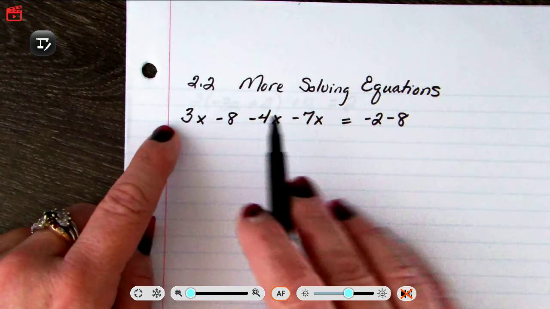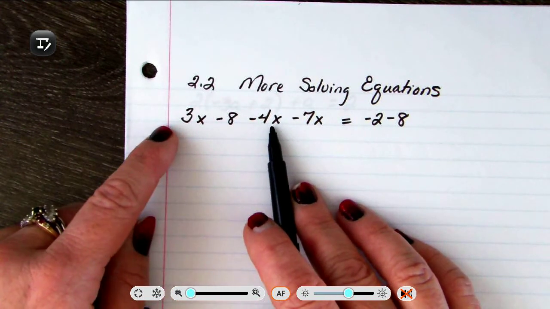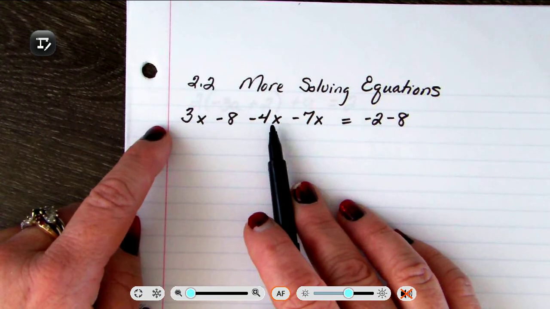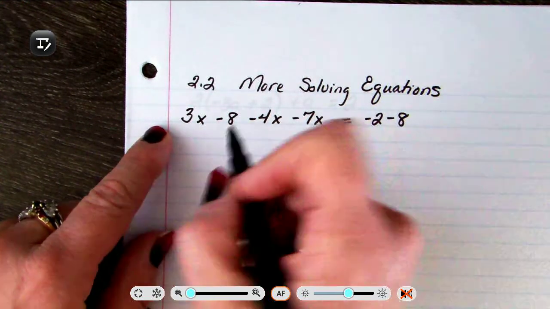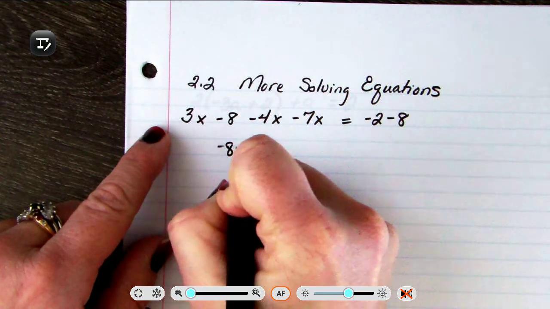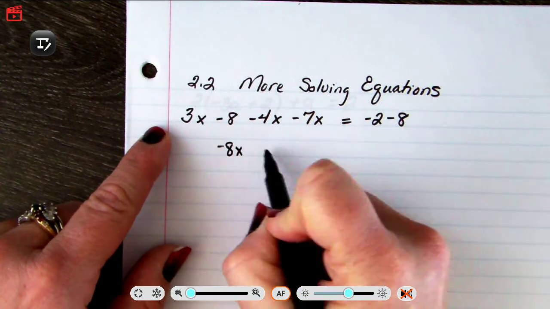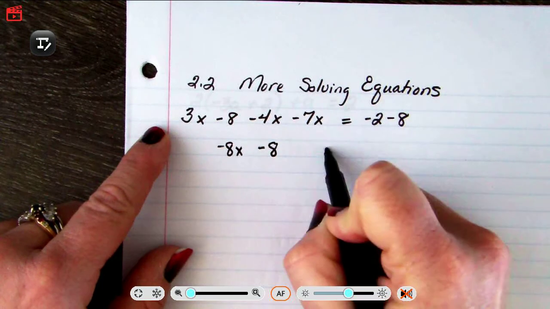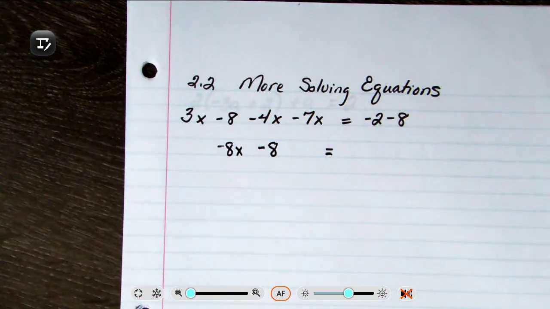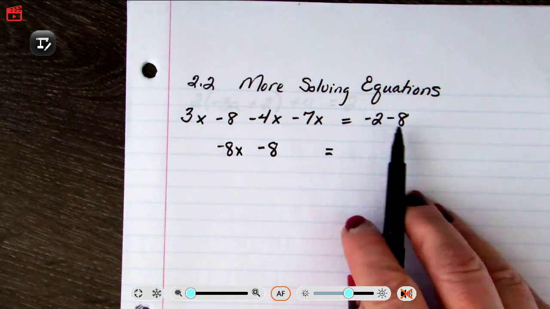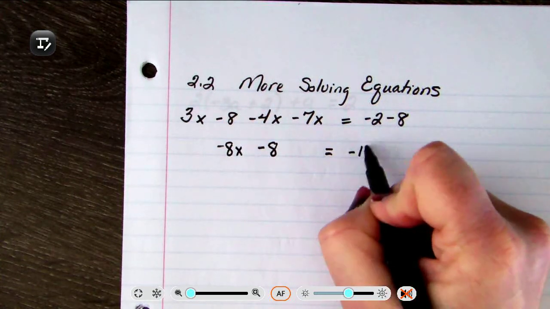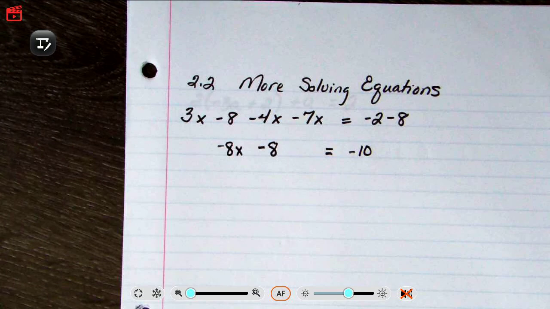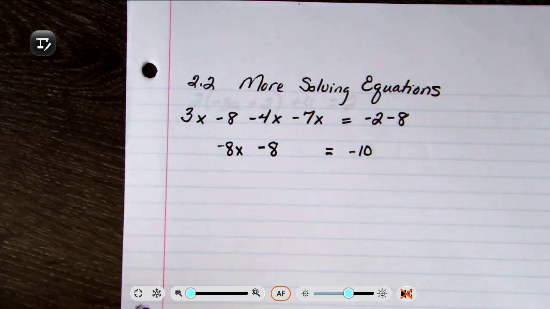So I have a 3x and a negative 4x, which gives me a negative 1x, and then another negative 7 gives me a negative 8x with this minus 8. We don't want to lose anything as well. And now I have this negative 2 and this minus 8. That gives me a negative 10. Feel free to use your calculators to help you a little bit if the adding and subtracting sometimes gets a little bit crazy.